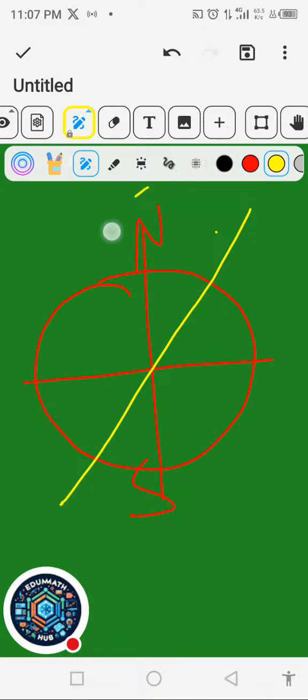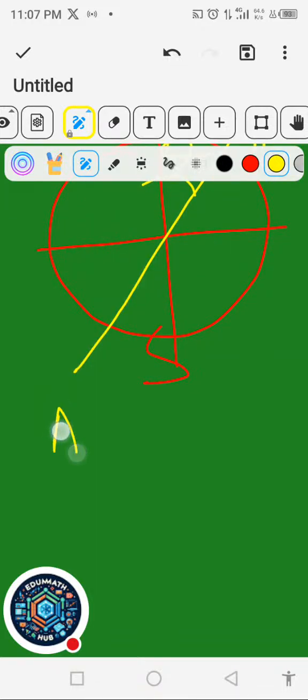Bending away from the real north-south of the Earth. This is the magnetic meridian. That angle that is in between them like this is what is called the angle of declination.